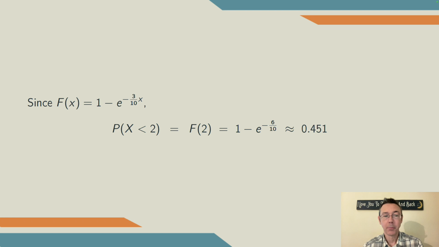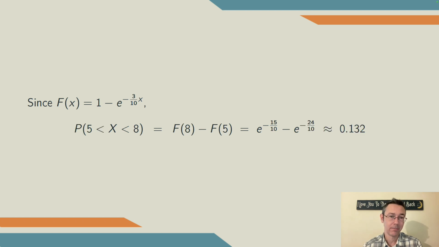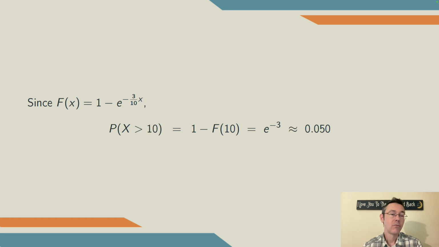To start, the probability that x is less than 2 is just big F of 2. We plug in 2, do some simplification, and we get about 45.1%. Similarly, the probability that the waiting time is between 5 and 8 is big F of 8 minus big F of 5. We plug in, we simplify, we get about 13.2%. Finally, the probability that x is greater than 10 is 1 minus big F of 10, e to the negative third, about 5%.